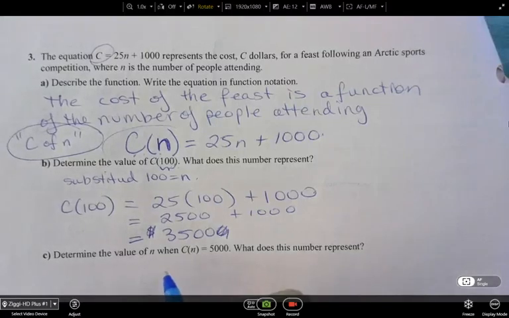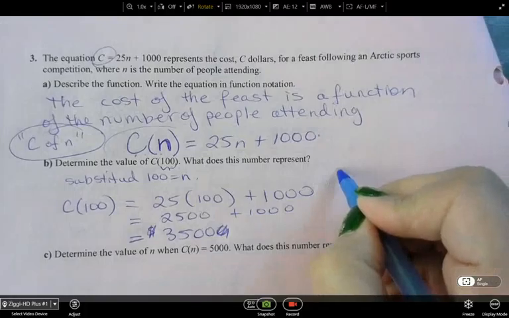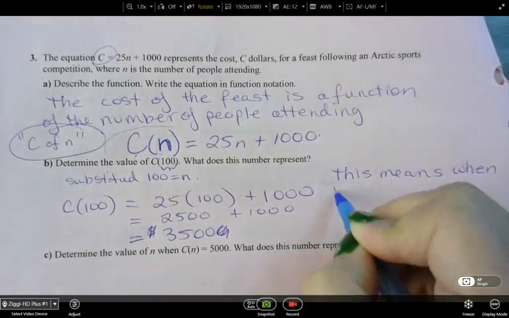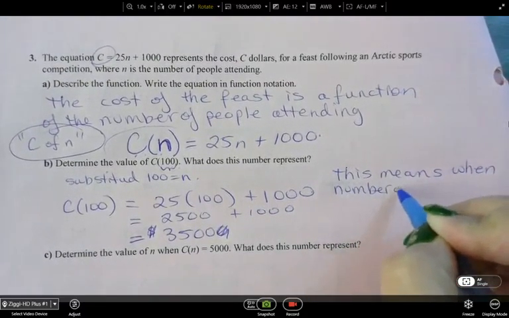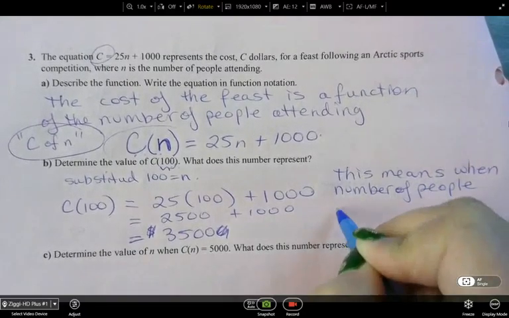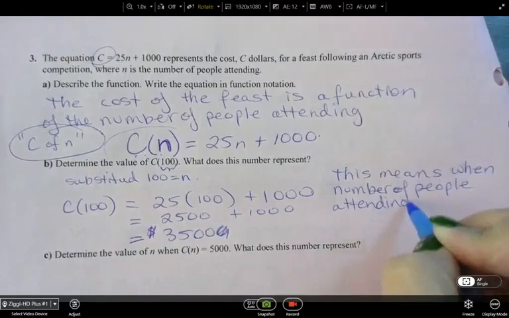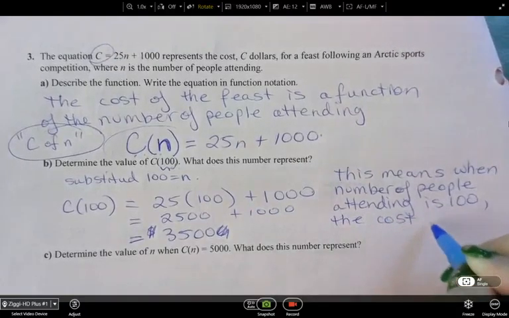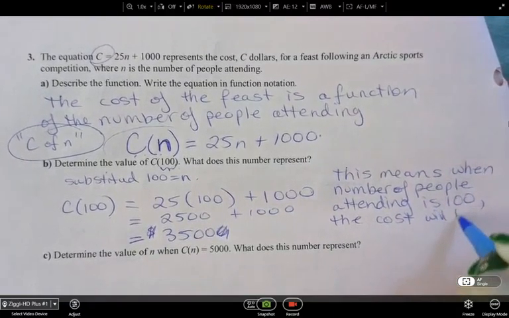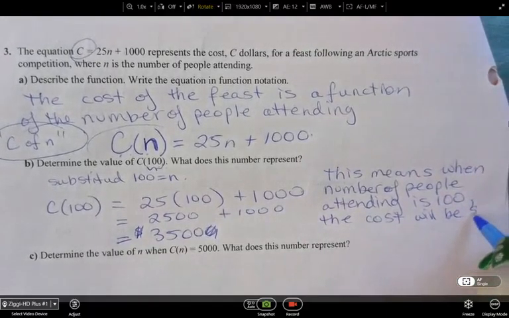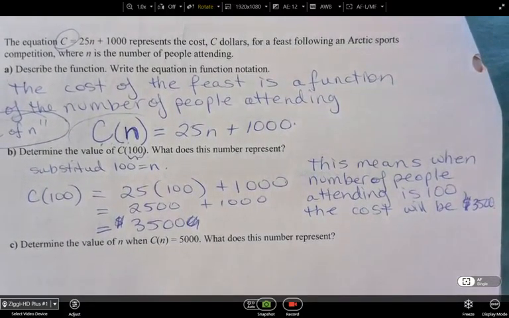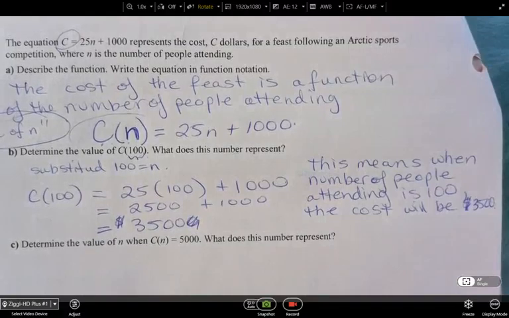So what does this number represent? Well, here, I'll write my sentence here. This means when the number of people attending is 100, the cost will be, what's the cost going to be? 3,500, yeah. 3,500. Okay.